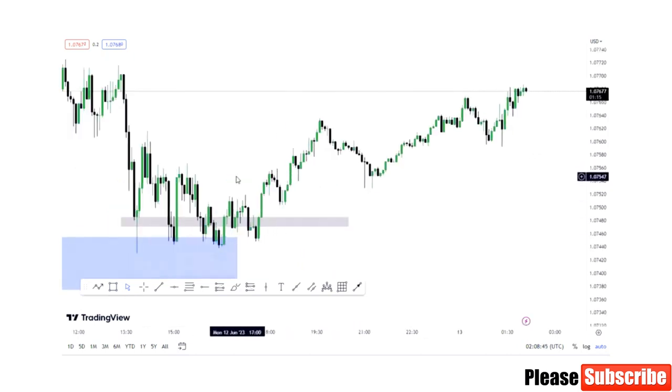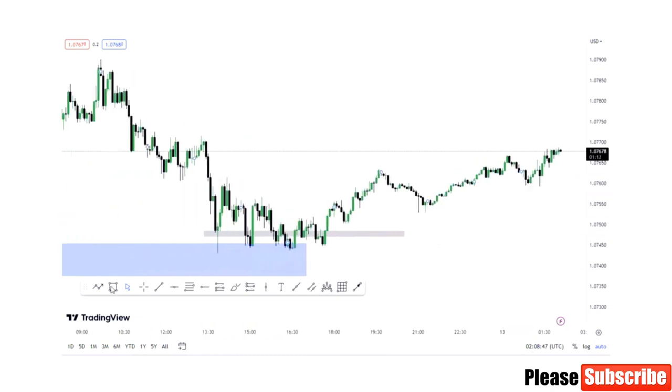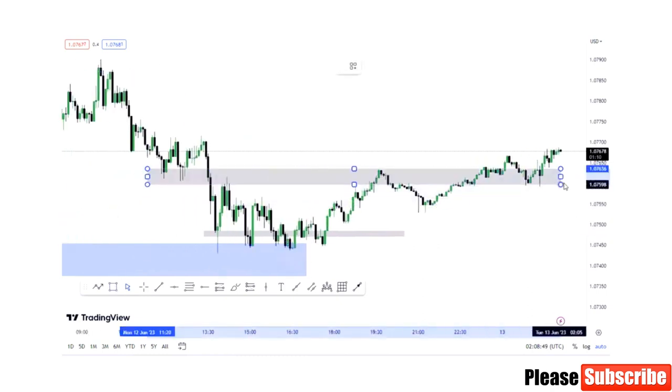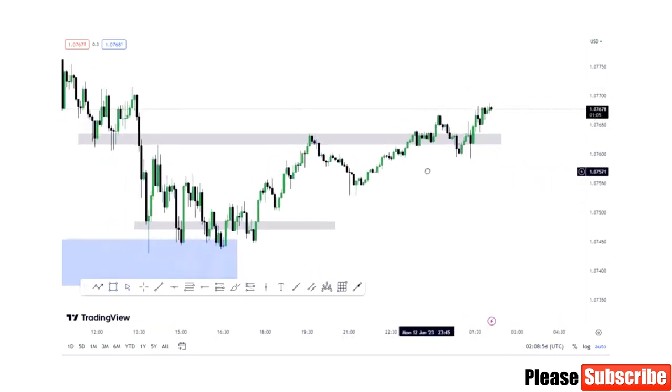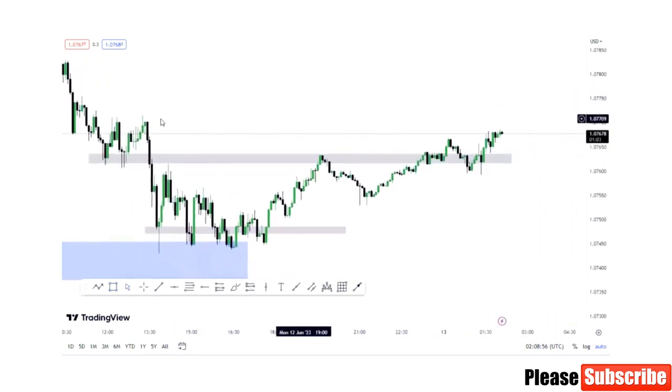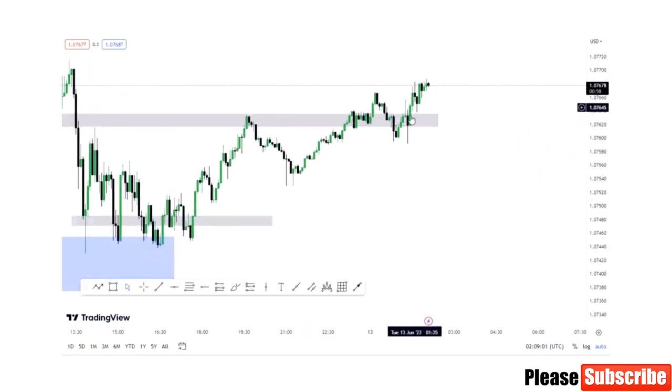The next area is here, right here. You can see this is a very nice pivot level. Now why is this a nice pivot level? You can see the market has reacted off this place once, twice, 3 times, 4 times, and then finally broke through all the way. So this is where I'll be looking to enter this trade.